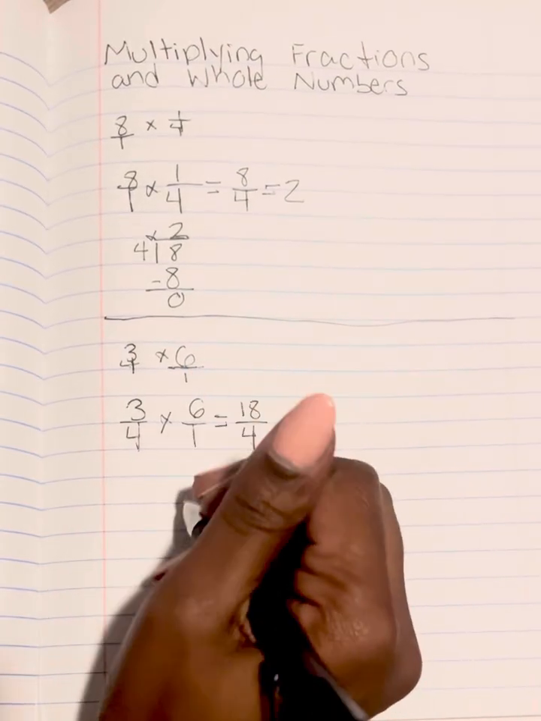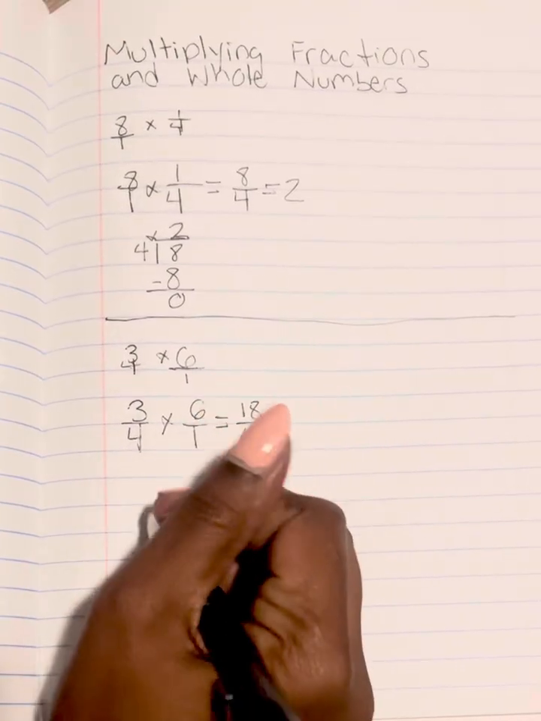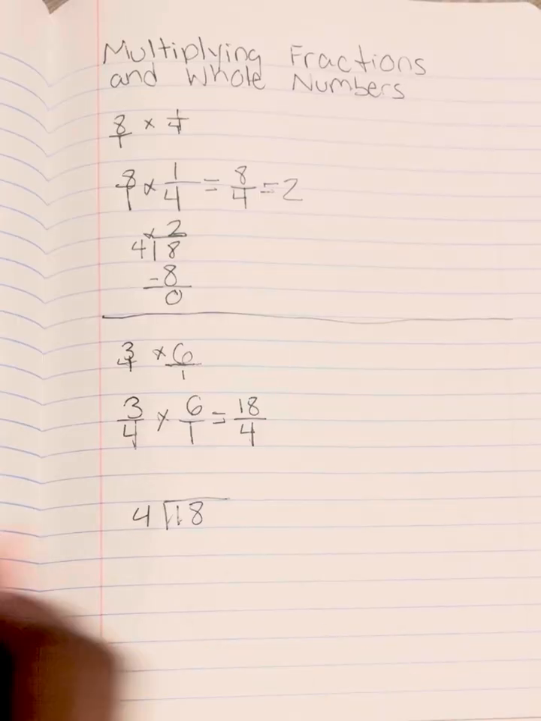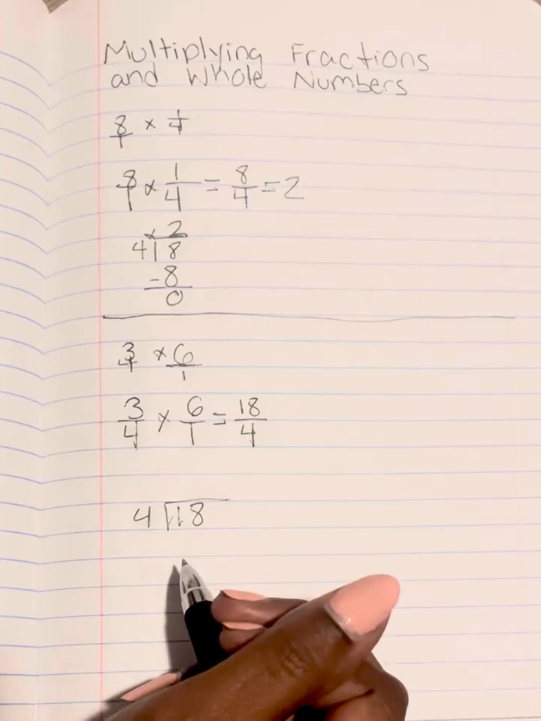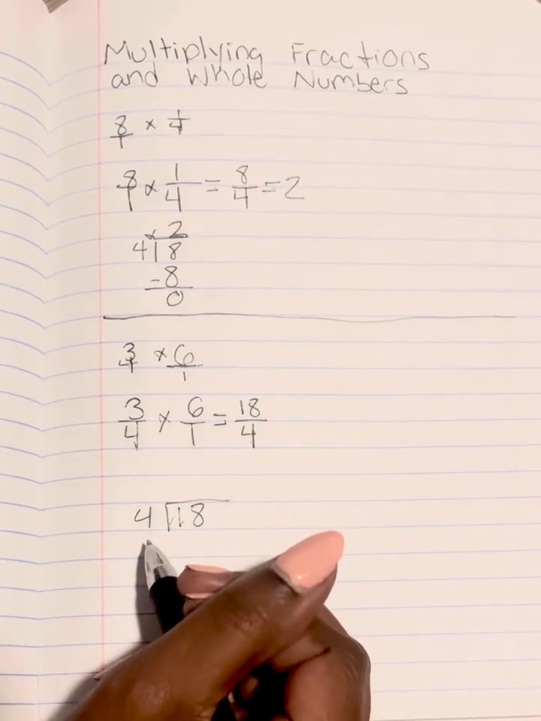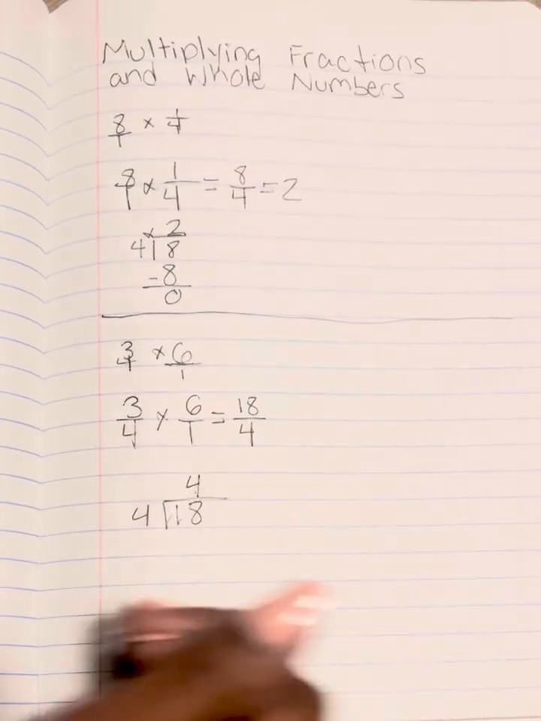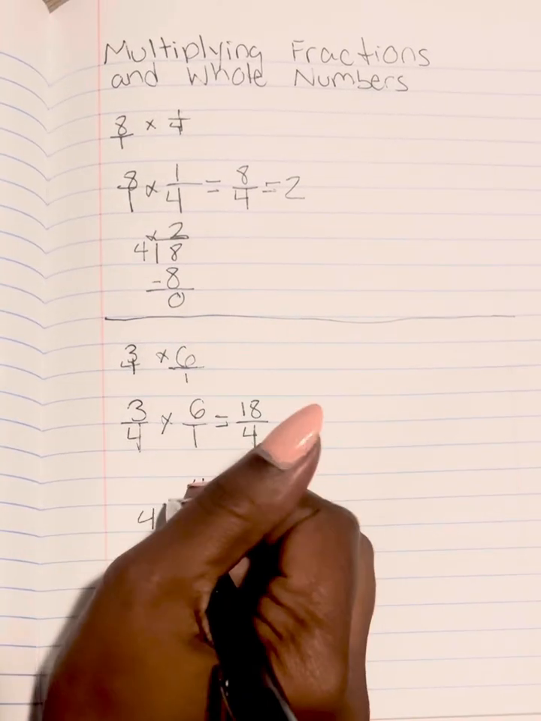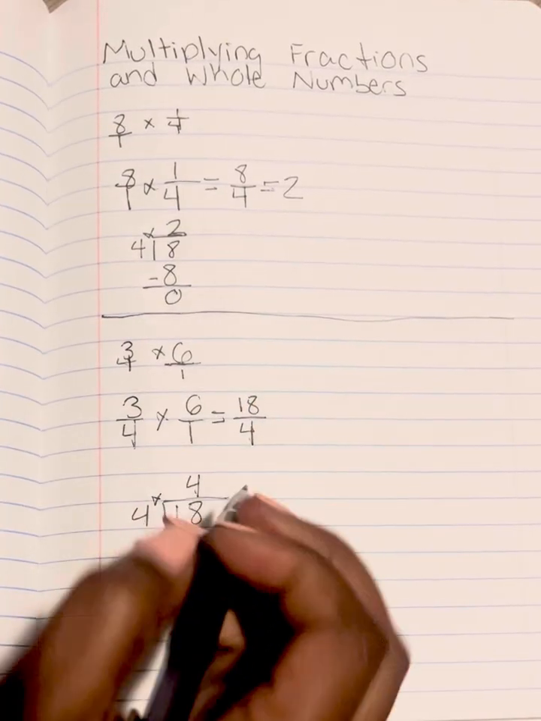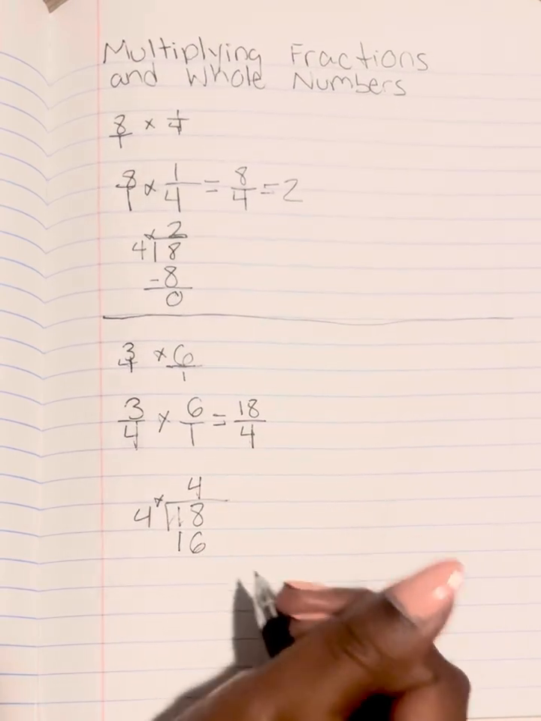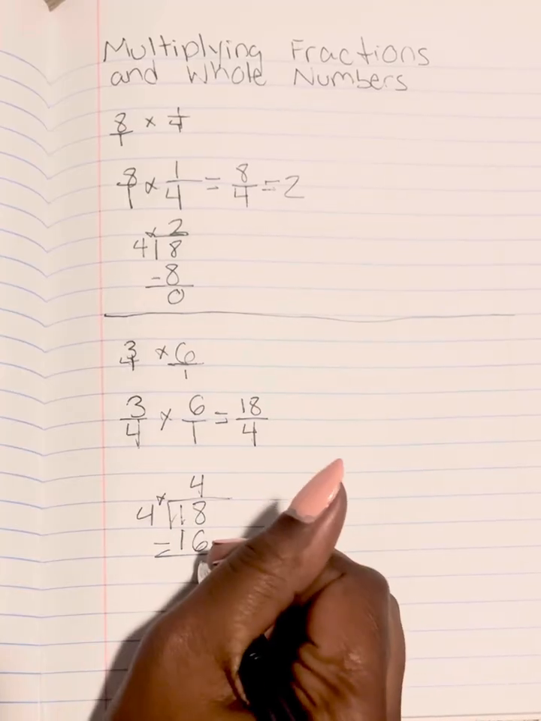I'll set that up again: 18 on the inside, 4 on the outside. And I'm asking myself, how many times can 4 go into 18? Or how many groups of 4 are in 18? There are 4 groups of 4 inside of 18, so 4 would go on top. Following my division steps, my next step would be to multiply. 4 times 4 is 16. My next step would be to subtract. 18 minus 16 is 2.